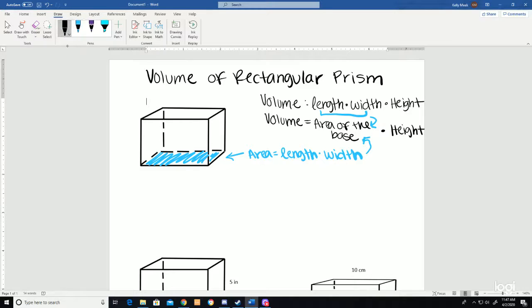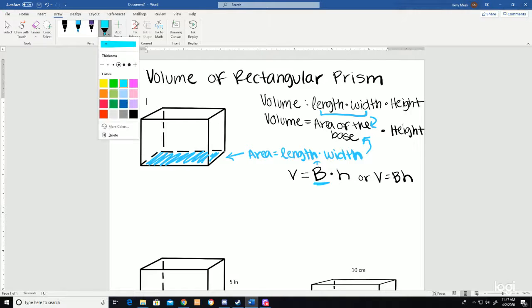So if you look on your formula chart, the formula is going to say V for volume equals a big B times H. Or you may see it written like this. Either way, same thing. That big B is that area that we just talked about, the area of the base. So it's length times width. We just kind of combined it together and made it into this big B that stands in our new volume equation. So let's go ahead and identify real quick the different pieces of our rectangular prism.